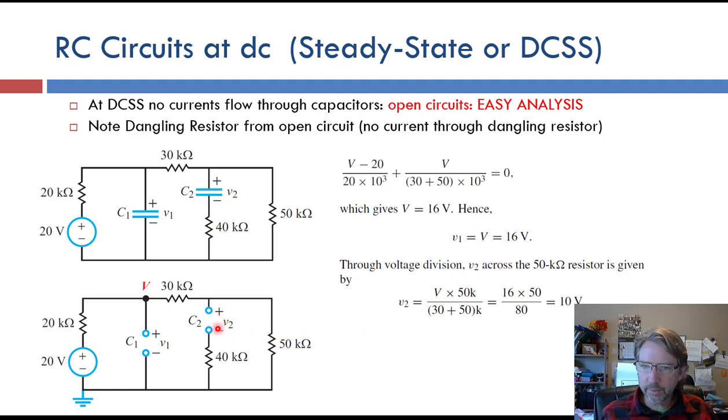The V2 here is between this node that's between 50 and 30 and this side of the 40 kilo ohm. But because there's no current through the 40 kilo ohm, there's not going to be any voltage across this resistor. So this side is ground. So we can use the voltage divider with V up here and ground on this side to find the voltage at this node, and that's our V2 node. So 10 volts there. So we can solve for the capacitor voltages, we can solve for everything without having to do any differential equations.